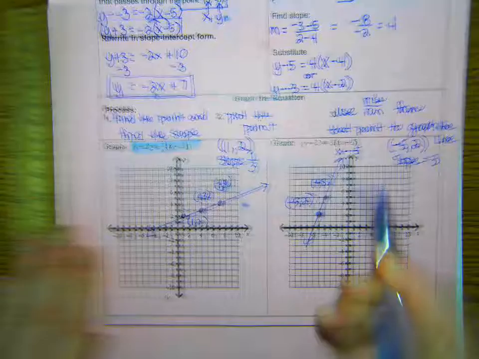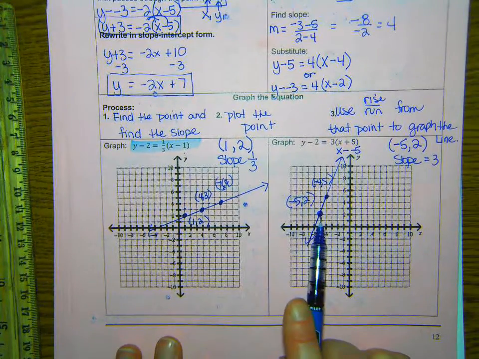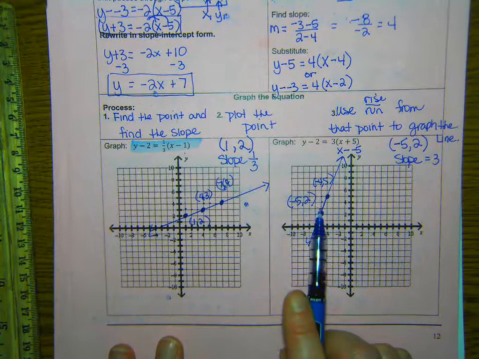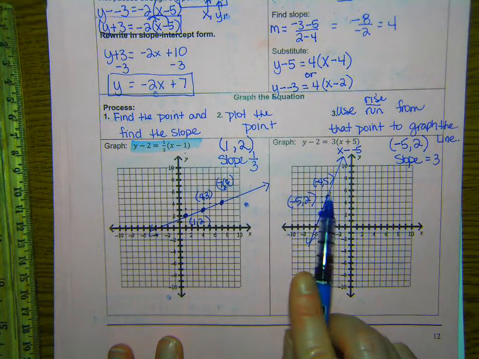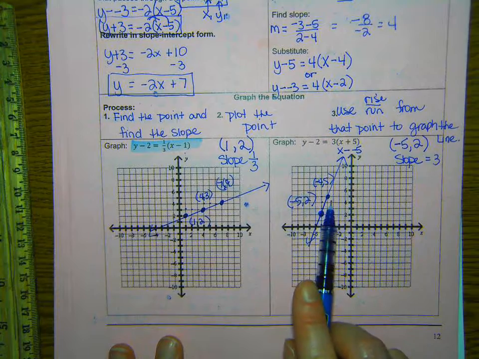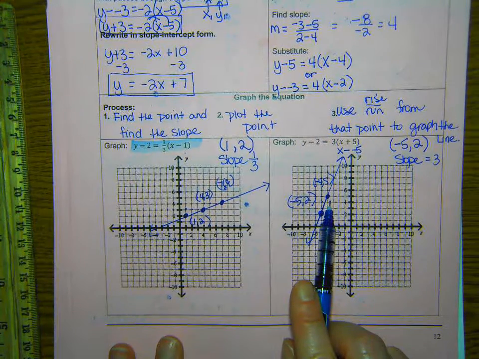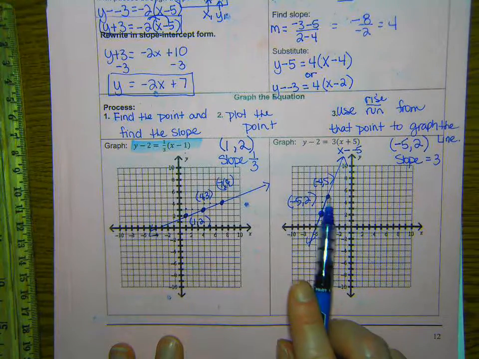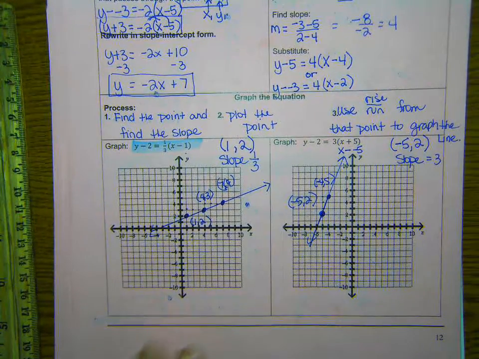Okay, does the point -5, 2 look like this on your graph? Left 5, up 2. And then count up 1, 2, 3 to the right 1. That should be your next point. The coordinates of that point would be -4, 5. Okay. And then draw an arrow through that.